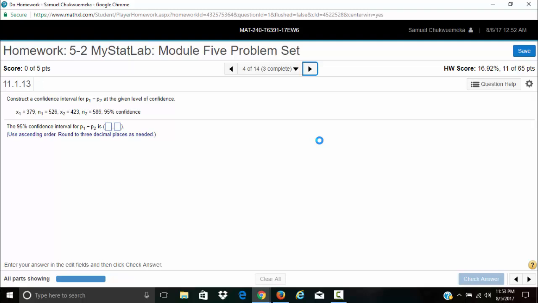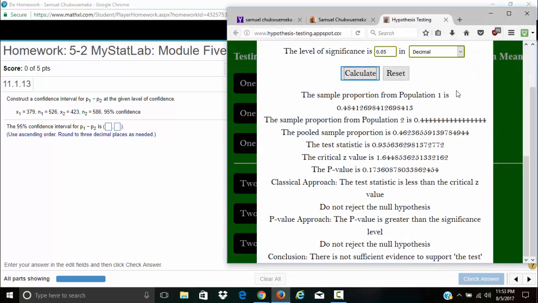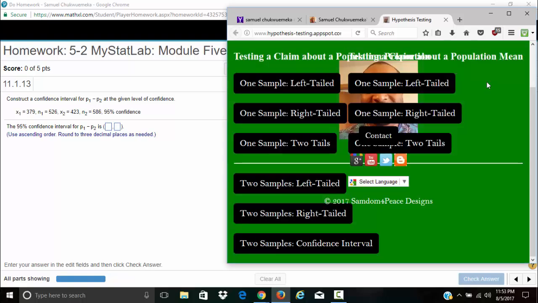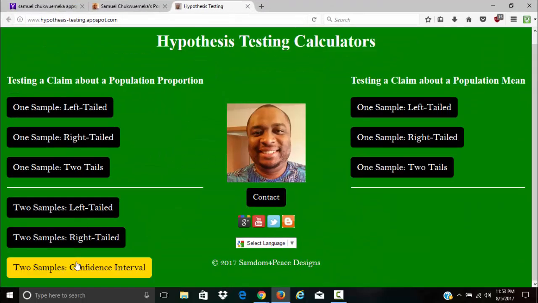Question 4. Construct a confidence interval for P1 minus P2, the population proportion 1 minus population proportion 2, at the given level of confidence. So we're going to do this two ways. We'll do it with my calculator, and then we'll do it with StatCrunch. So this is a confidence interval for P1 minus P2. Back on this calculator, this will be two samples, confidence interval. This is where you click.